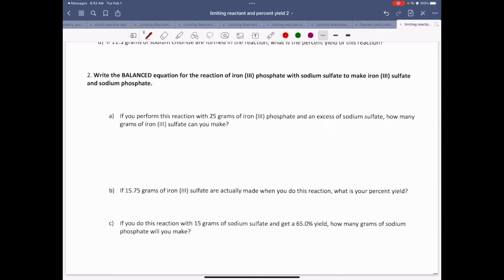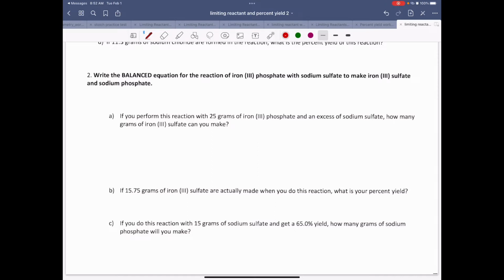Okay, we're doing number 2 on the second sheet. Write a balanced equation for the reaction of iron 3 phosphate with sodium sulfate to make iron 3 sulfate and sodium phosphate. Okay, that's a mouthful. First things first is we have to come up with the correct equation, and then we're going to have to balance it. So this is going to be multi-steps here.